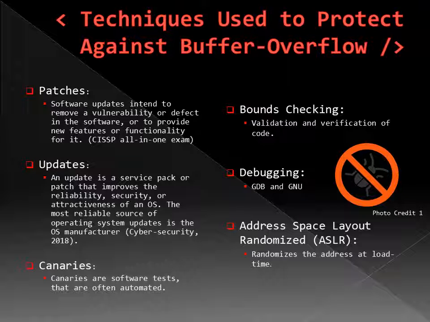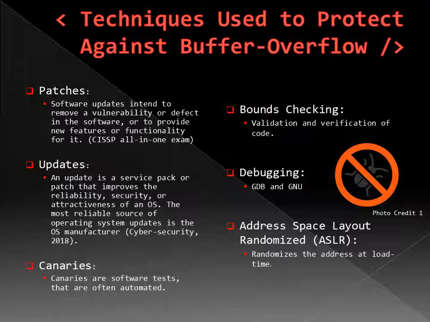Let's look at techniques used to protect against buffer overflow. Patches. Patches are software updates intended to remove a vulnerability or defects in software or provide new features or functionality for it. Updates. An update is a service pack or patch that improves the reliability, security, or attractiveness of an OS. The most reliable source of operating system updates is the OS manufacturer.